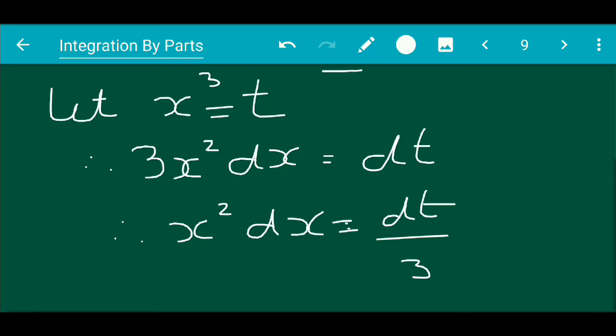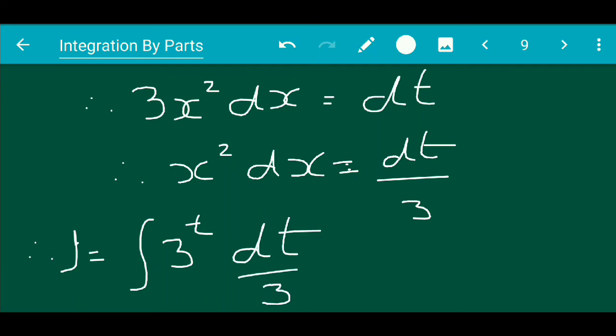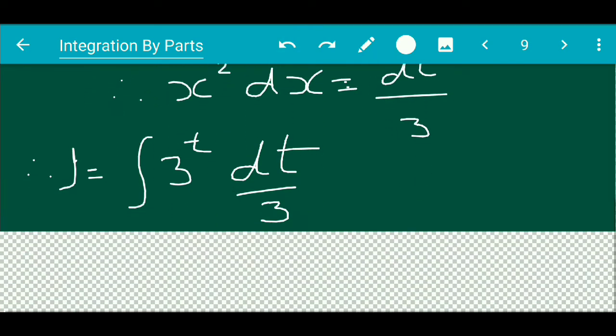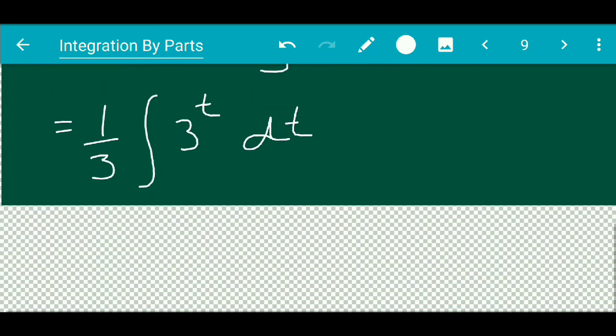So our integral actually becomes this way. Our integral becomes I is equal to the integral of 3 raised to x cube becomes 3 raised to t, because we have substituted x cube as t, and the remaining term becomes dt by 3. So now you can see there is only one part, there are no two parts for integration. This can be easily solved by taking 1 upon 3 outside. And in the integral we get 3 raised to t dt, only one term. So this one term we can easily apply the formula for integration and solve it.